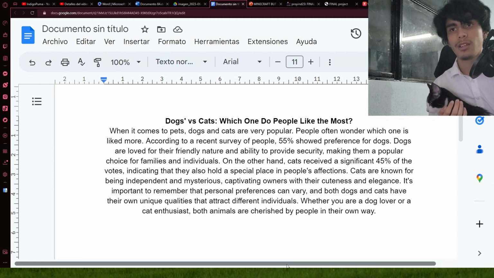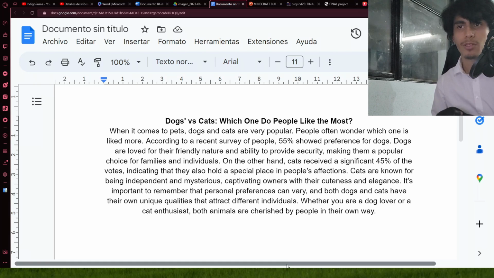Now, what I want you to do with this text is create audiovisual aids, okay? For example, dogs versus cats. Then you can draw a dog and a cat, or maybe just one of the two, and you are going to answer the question that the title implies, okay? Which one do people like the most? And based on the percentages, you are going to make a little graph, okay? Because that's a visual aid too, remember? Now, I am going to give you again 10 minutes to answer the activity, and we'll come back, okay?